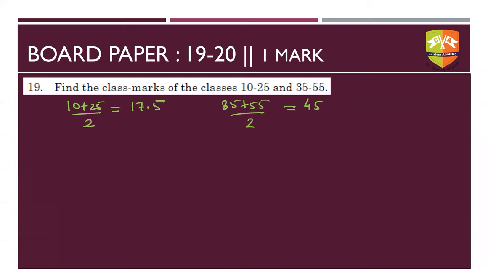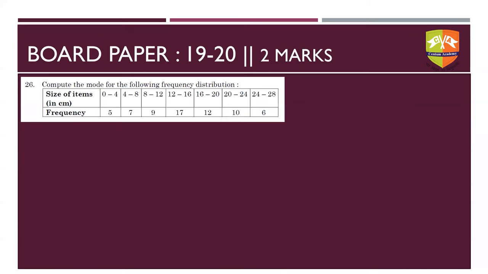Clear? So far, so good, guys. Next. Do it. Again, same. You have to do the same thing again and again. You'll get bored, but can't help. Maintain your calmness of mind. So size of items is given in centimeters. Compute the mode. So again, as I told you, I'll immediately write the formula and make sure that's correct.